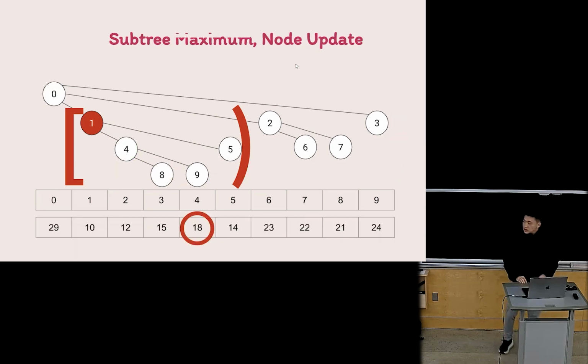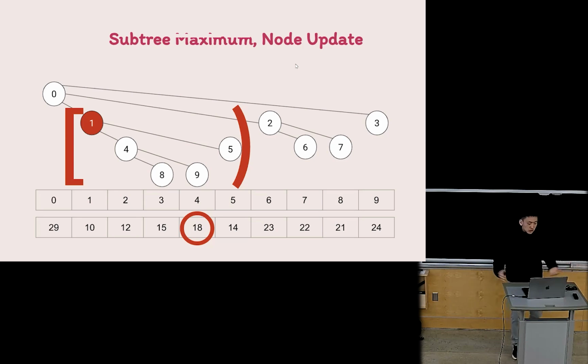So let's try to answer our original question. Suppose we just had a segment tree over the values that were in our tree, and now we wanted to do a subtree maximum, right? So now, for example, if we wanted the subtree maximum of node 1, we would look at the in time for that node and the out time for that node as well, and we see that that range goes from 1 up to 6.